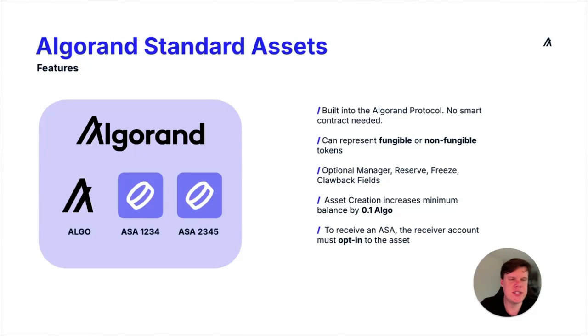And another thing to know is that creating an asset increases an account's minimum balance by 0.1 algo. So that means if you want to create an ASA, you have to make sure that you have a minimum of 0.1 algo in your account. And this is known as the minimum balance requirement, which we'll cover in more detail in the next few slides. And the last thing is that to receive an ASA, you have to explicitly opt into it ahead of time. So essentially, if someone wants to send you an ASA, you have to opt in first, and then once you opt in, they can send it to your account. And that's really to prevent people from spamming your account with random assets.